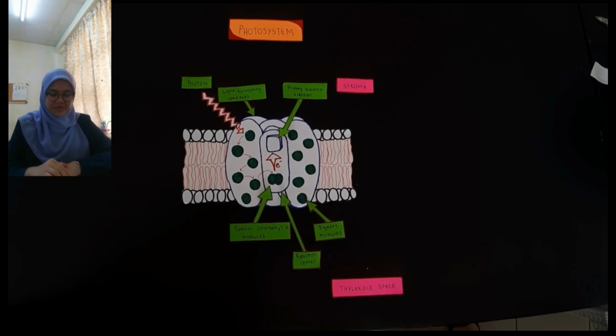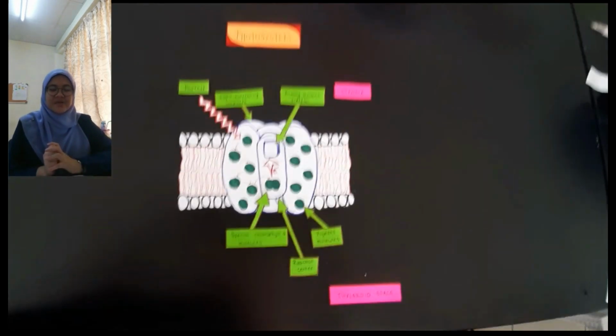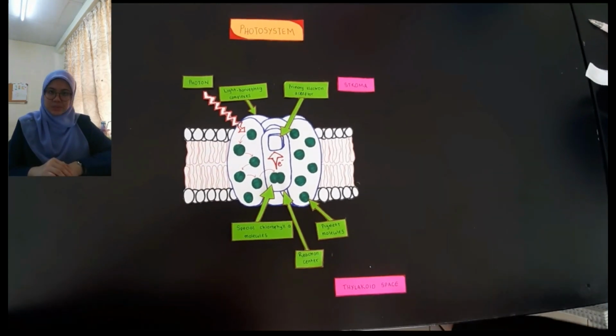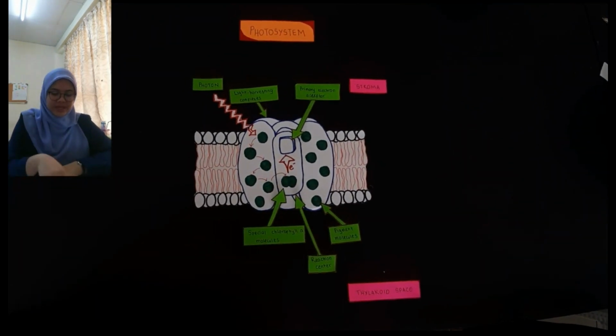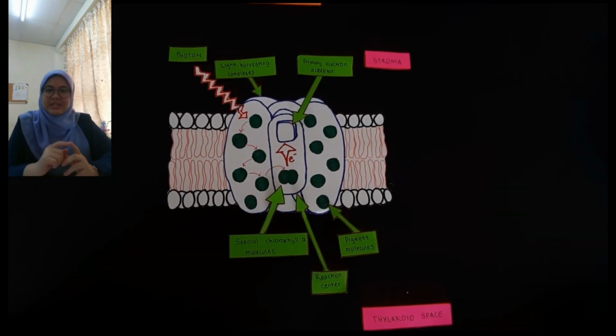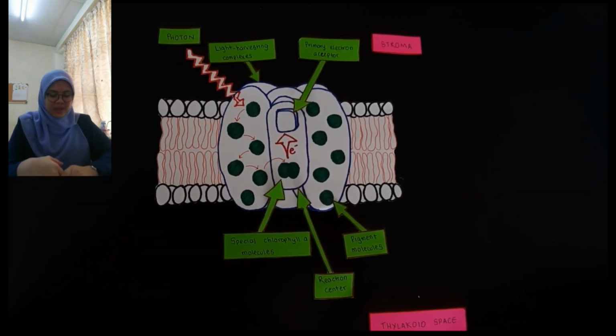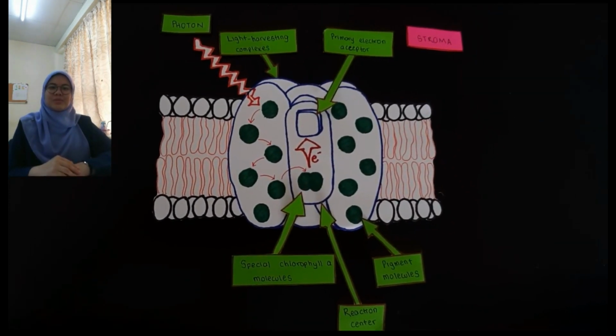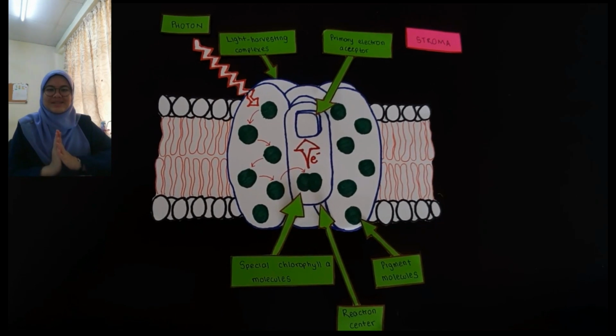There are two types of photosystem in the thylakoid membrane, which are photosystem 2 and photosystem 1. For photosystem 2, the reaction center chlorophyll A is known as P680, while for photosystem 1 it is known as P700. These two photosystems work together to use light energy to generate ATP and NADPH.